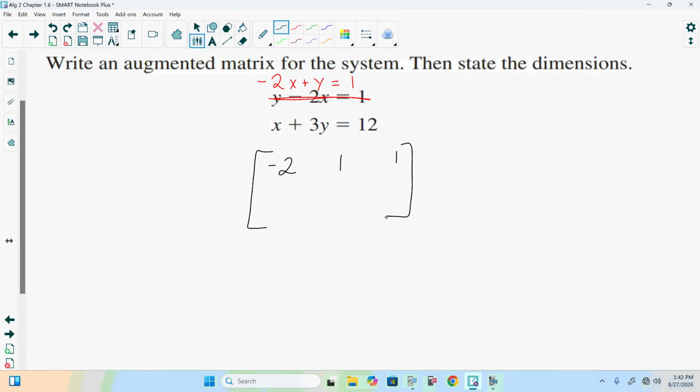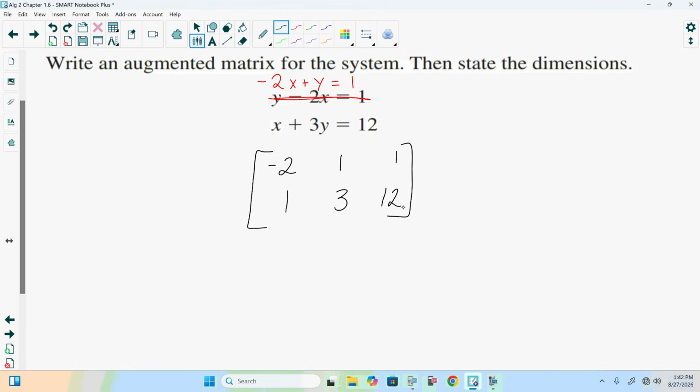Now I put the other bracket because I've kind of spaced out the first row. All the rows are going to be matching in length. So we have that there. Questions on the first row? What would the second row be? x would be 1. y would be 3, equals 12. So 1, 3, 12. Questions on this here?